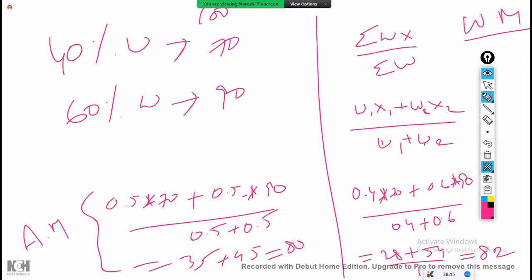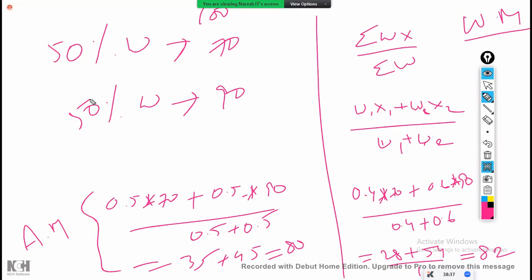For example, if both have 50-50 weightage, let us assume this one is 50% and this is 50%, what is the meaning of that? It equals the normal average. If both have the same weightage, it is the normal mean only. If you apply the weighted average, the answer will be the same, and if you apply the normal mean, the answer will also be the same.